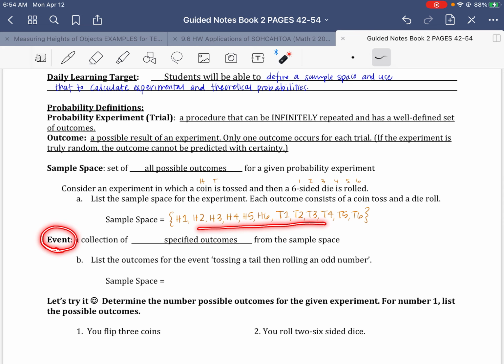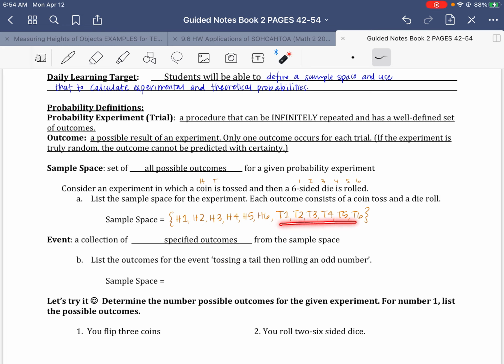So once we have the sample space, now it says, well, what are we looking for to define within that sample space? So it's a collection of the specific outcomes from that sample space. So for example, list the outcomes for the event tossing a tail, then rolling an odd number. So it gets a little bit more specific within that sample space.